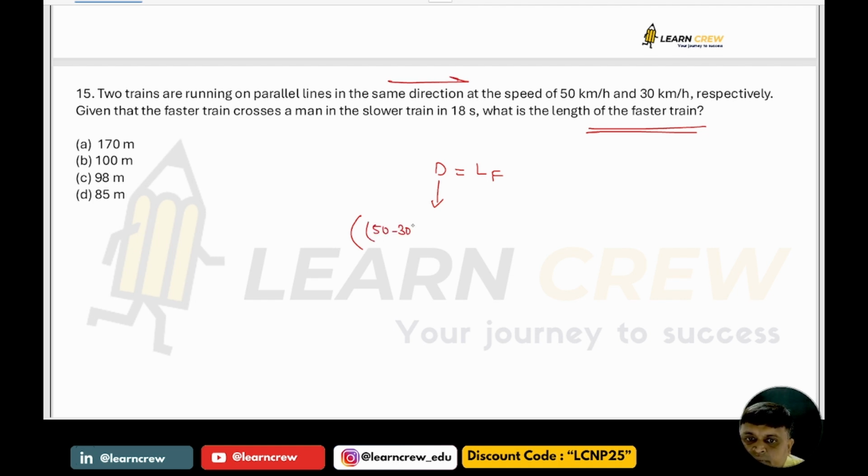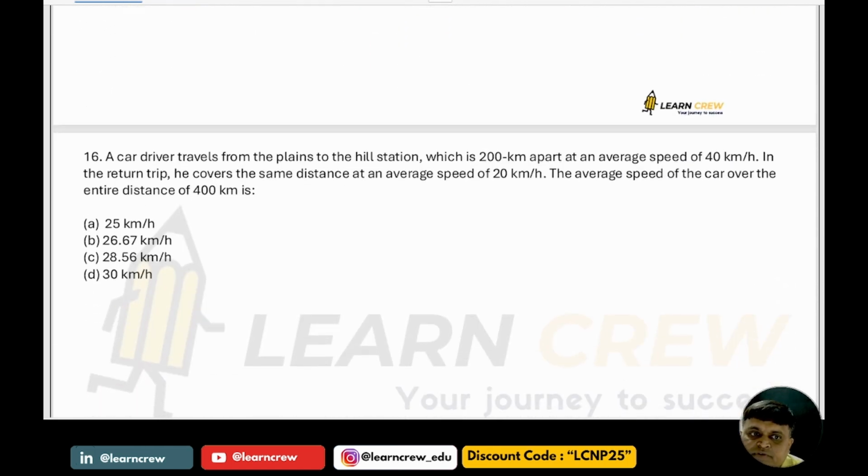It is in kilometer per hour, converting into meters per second. Distance is equal to speed into time. Time is given as 18. So thereby 18 cancel. 50 minus 30, 20 into 5, which is 100 meter. Thereby the length of the faster train, which is equal to the distance covered, is 100. So answer is option B. Then next, question number 16.